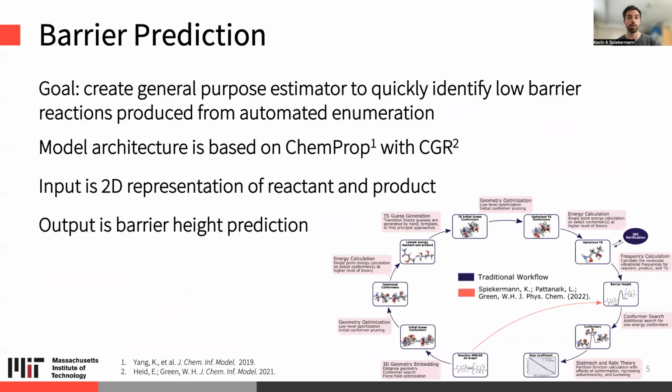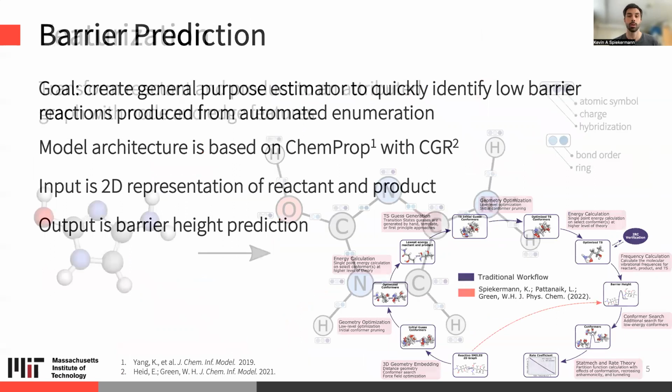So the goal of this project is to create a general purpose estimator to quickly identify low barrier reactions produced from an automated enumeration. The model architecture is based on ChemProp, which uses a condensed graph of reaction representation, which I'll describe shortly. And then the input to the model is a 2D representation of the reaction product, and the output is going to be the estimation of the reaction's barrier height.